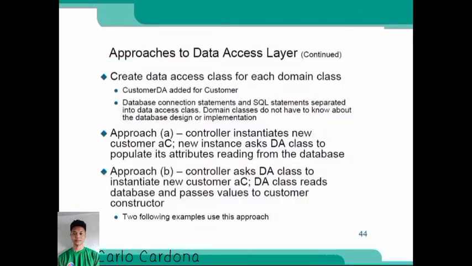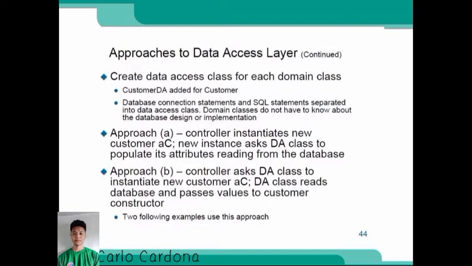Approaches to data access layer. So here there are two approaches. The first approach is the controller instantiates a new customer, and then a new instance of the data access class populates its attributes from the database. So here the controller creates the customer object, and then the attributes and values are retrieved by the data access class from the database.